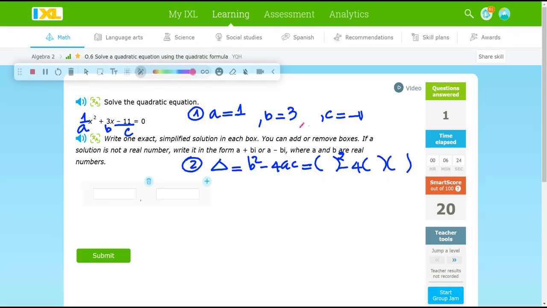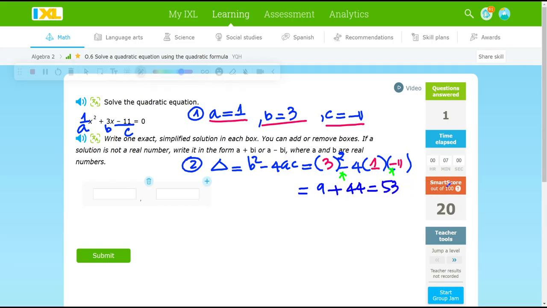Now, let's go and find the B. That's the number 3, right there. Subtract 4A, A is number 1, and then C, negative 11. So I come out, 3 squared, that's the number 9. Subtract. Let me emphasize right here: subtract right here, and then subtract right here, becomes plus. 4 times 11 is 44. So together it's 53. 53 is a prime number, so if you take the square root of 53, you cannot simplify further. So that makes it simple.